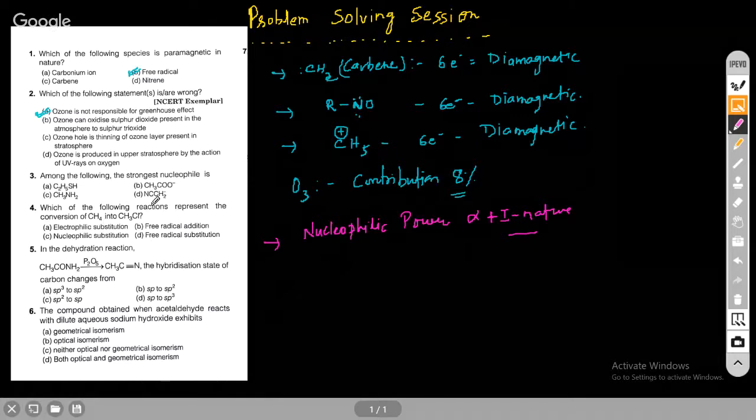If you see this option D, we have cyanide group which is attached with CH2 minus. Correct. So this cyanide group has high electron withdrawing power. Yes or no? Cyanide group has high electron withdrawing power. That's why this will be a weak nucleophile because of the electron withdrawing nature of the cyanide group. Now, if you consider option B and C, both have one methyl. CH3CO minus.